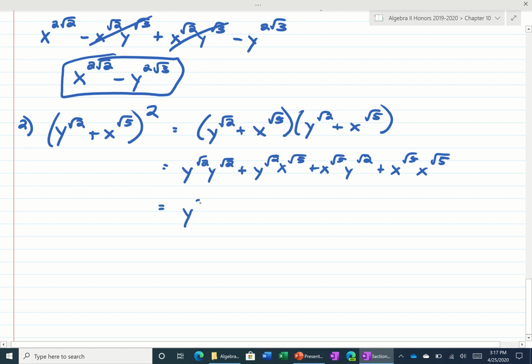Same base we had. Now, these are actually the same terms. I mean, they have the same variables to the same power. So we have 1 x root 5 y root 2 plus another x root 5 y root 2. That's going to be 2 x root 5 y root 2. And then, of course, our last term, same base, so we add the exponents.